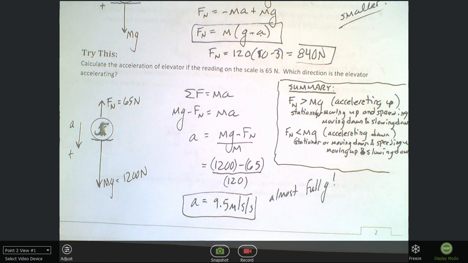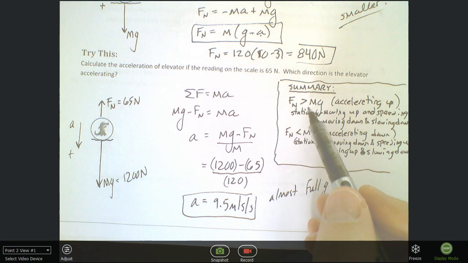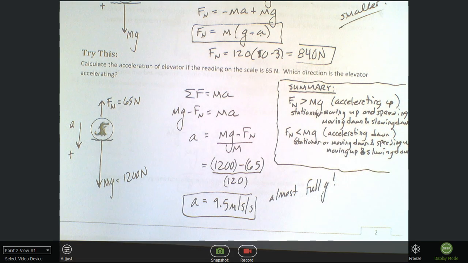The opposite happens with the Fn greater than mg. When Fn is greater than mg, you are going to feel pushed into the elevator, whether you're moving up and speeding up or moving down and slowing down. In either case, you are going to feel heavier. And you're going to feel that push because of inertia. Your body's trying to stay in motion in either direction.